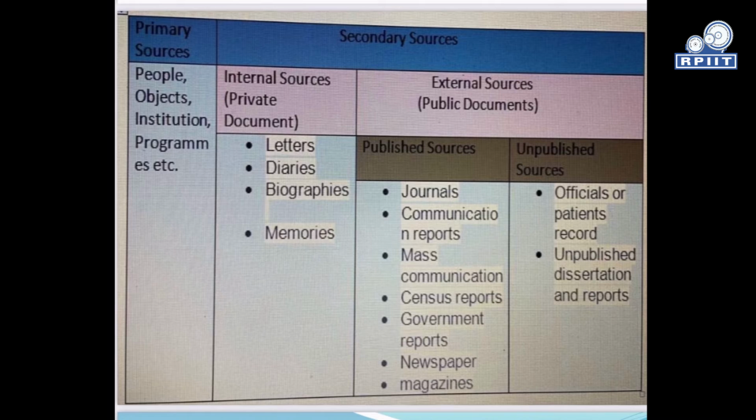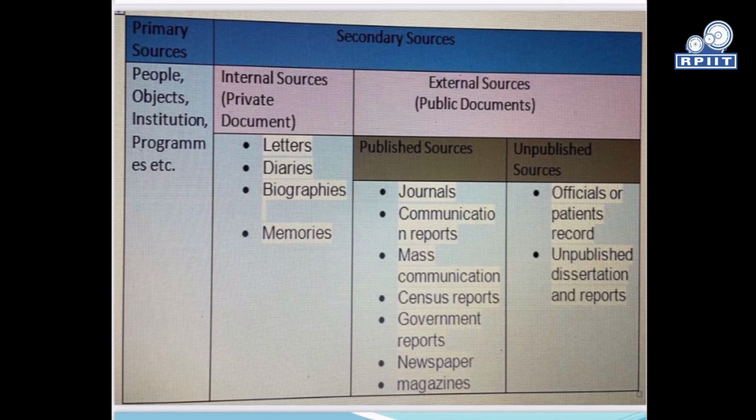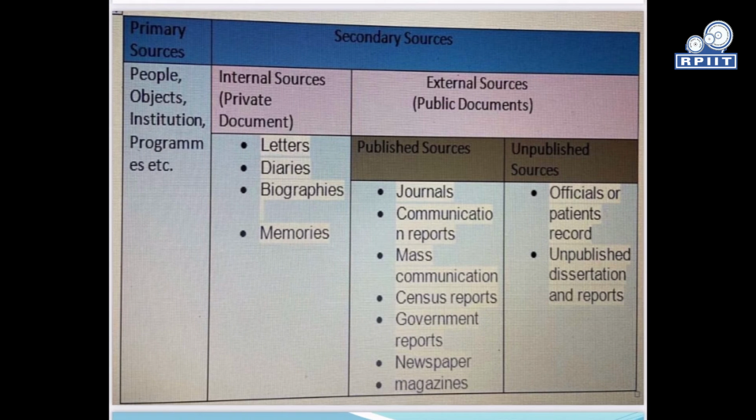Published sources include journals, communication reports, mass communication, census reports, government reports, newspapers and magazines. And unpublished sources include official or patient records, unpublished dissertations and reports.